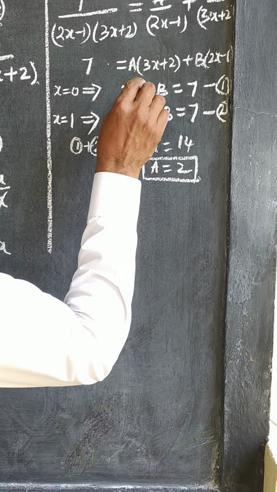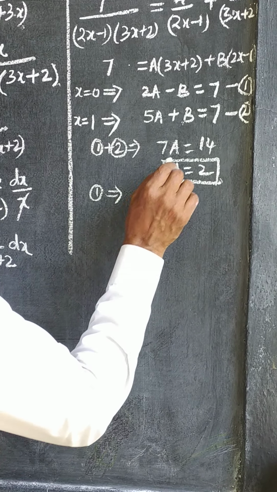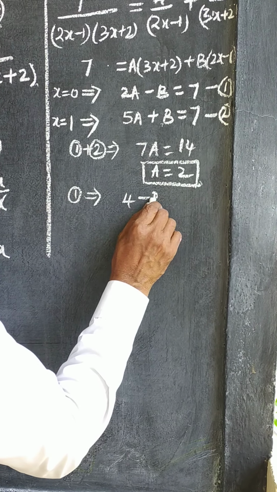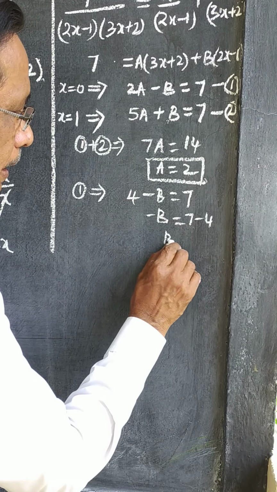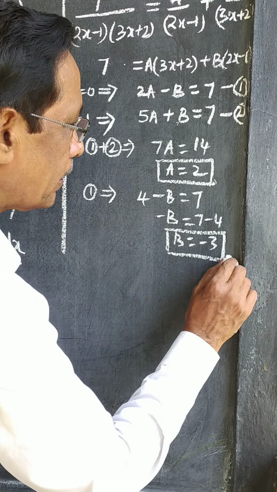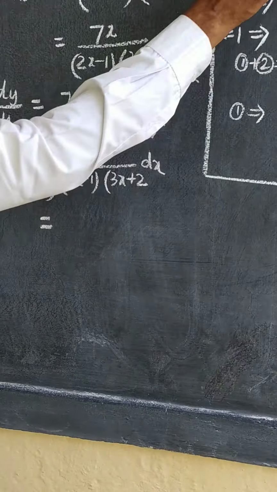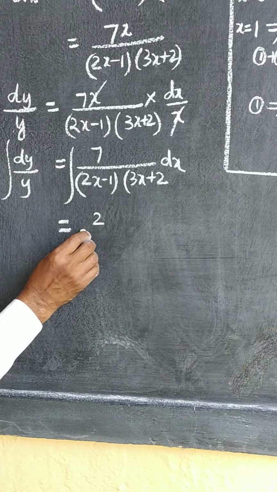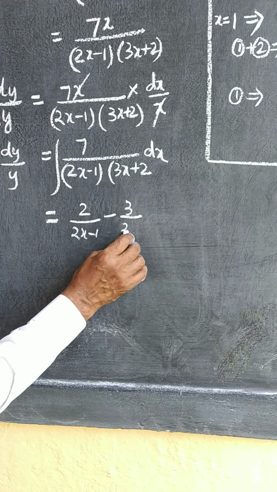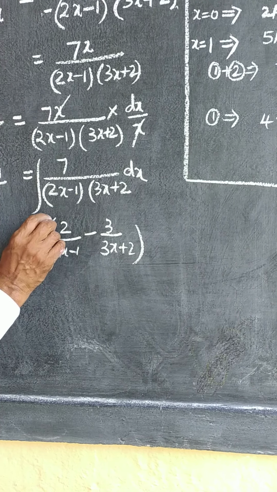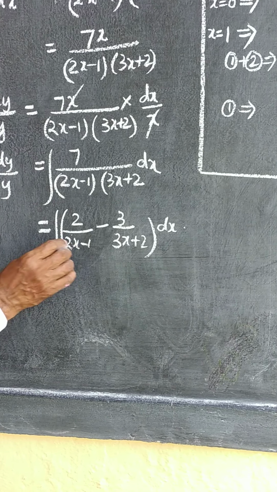From this, we can substitute this 2 here. Equation 1 implies 4 minus b is equal to 7. Therefore, minus b is equal to 7 minus 4, b is equal to minus 3. Now you got the values of a and b here. Substituting here, instead of a, we get 2 by 2x minus 1 minus 3 by 3x plus 2 integral dx.